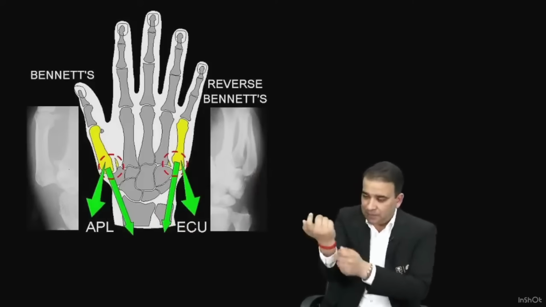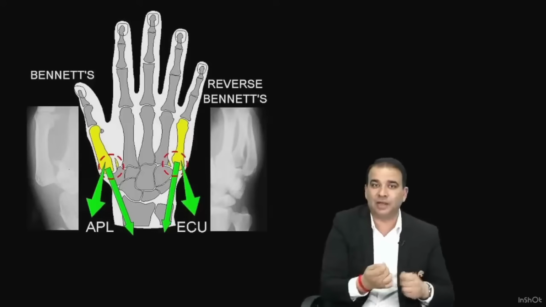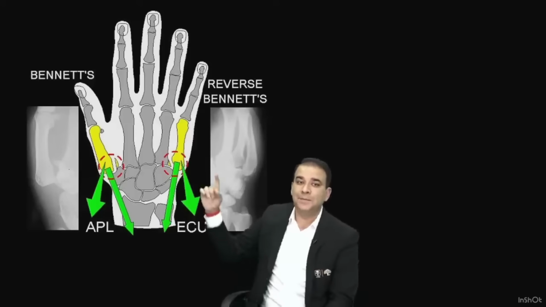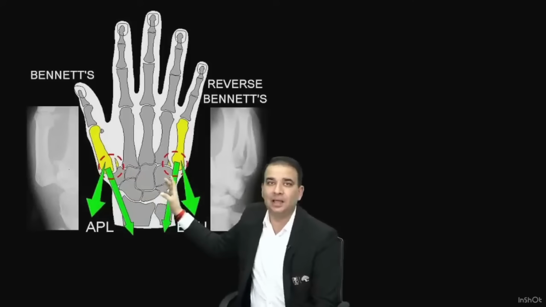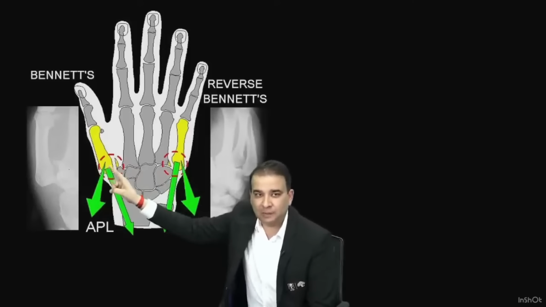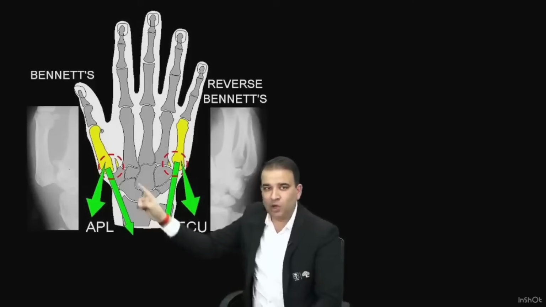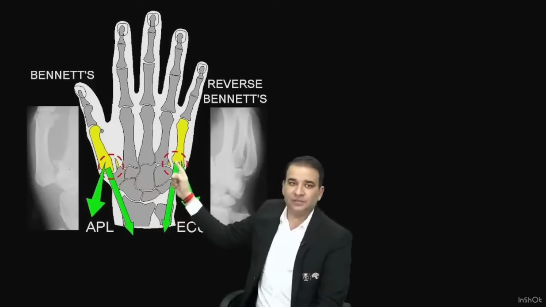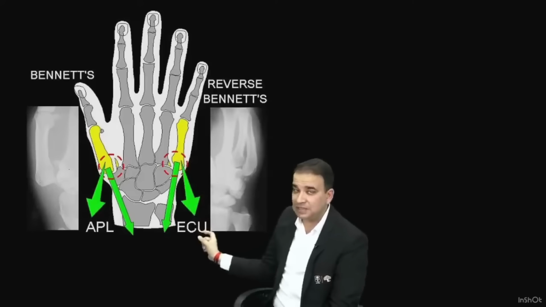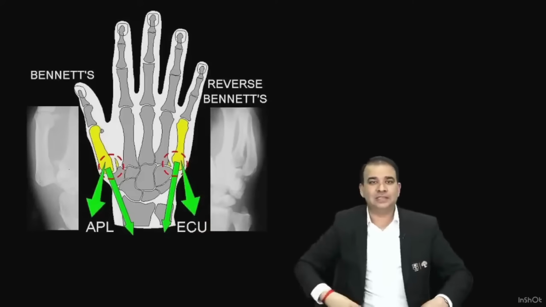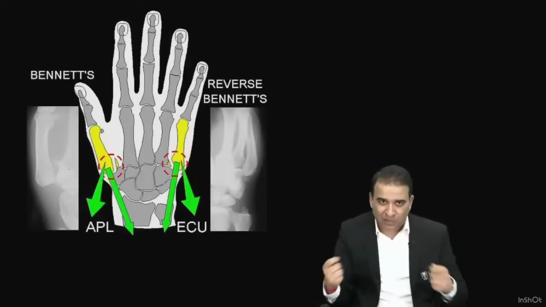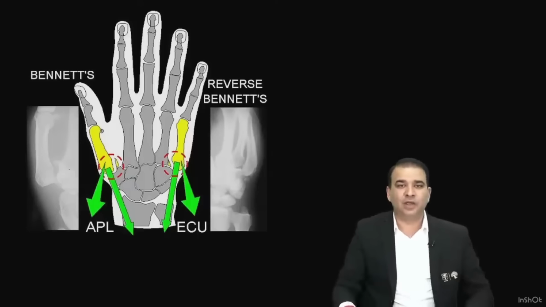It's the pull of the forearm muscle which will pull the fragment away, the muscles which are attached to the base of the respective metacarpals. Base of the first metacarpal has abductor pollicis longus. It's a forearm muscle supplied by the radial nerve. Abductor pollicis longus is inserted on the base of the first metacarpal, and on the base of the fifth metacarpal extensor carpi ulnaris is inserted. So in the Bennett's and reverse Bennett's fracture, these are the muscles which will pull the fractured fragment away from the bone.